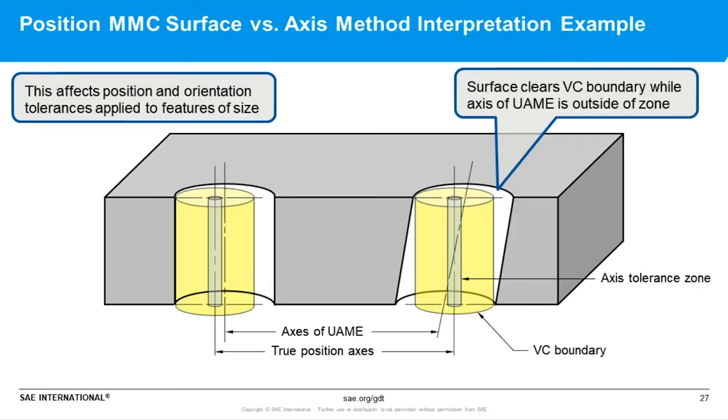So on this slide we see a simple example where we have a plate with two holes, and we show both the axis tolerance zone and the virtual condition boundary that the surface of the hole has to clear. And we can see in both cases the surface does clear its virtual condition boundary, but the axis does not fit within the axis tolerance zone. So according to 2018, it's further emphasizing that these two holes will meet their position tolerance requirements specified at MMC.